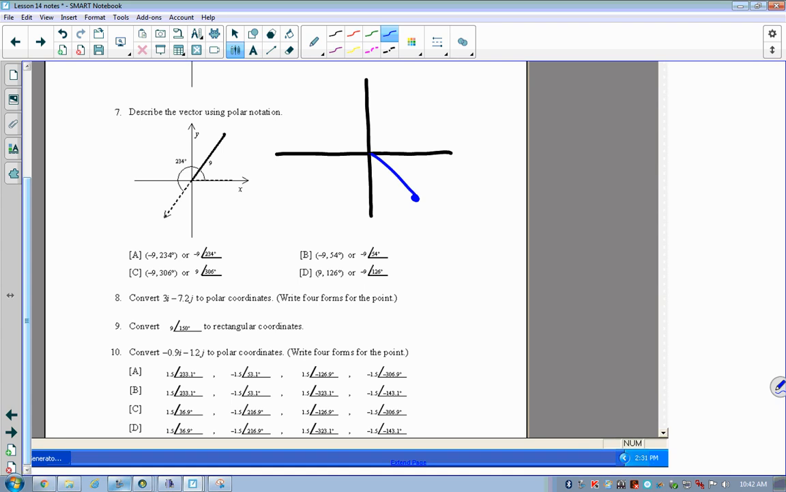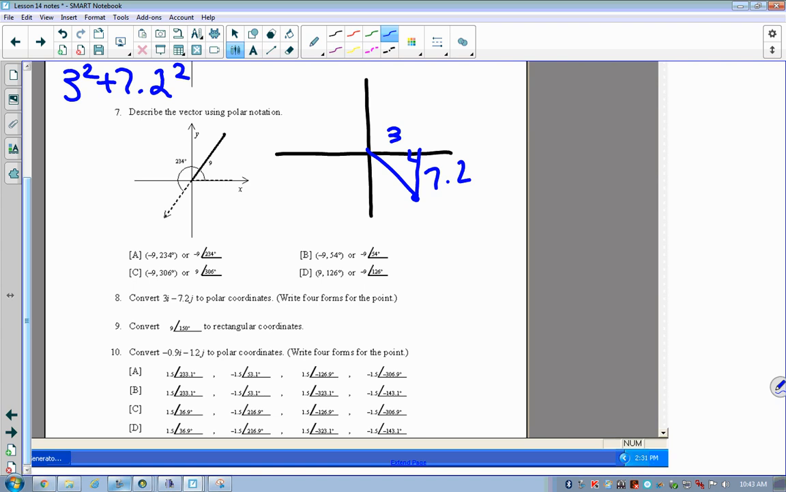Which is going to give me this line. All right? So I can create a right triangle here where this is 3 and this is 7.2. The first thing that I need to do is know what the hypotenuse is. We find the hypotenuse by using the Pythagorean theorem, right? So that's 3 squared plus 7.2 squared, and then we're going to square root that answer.